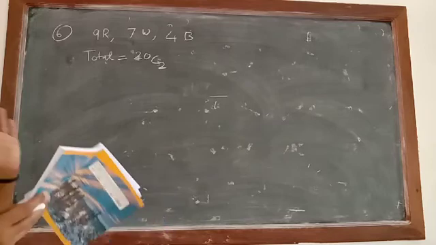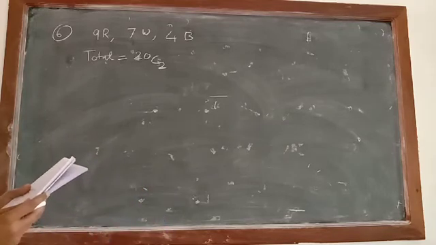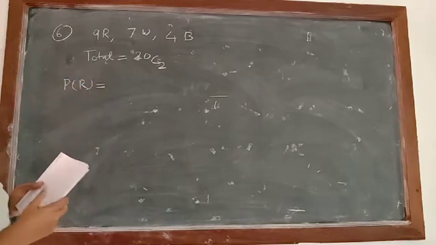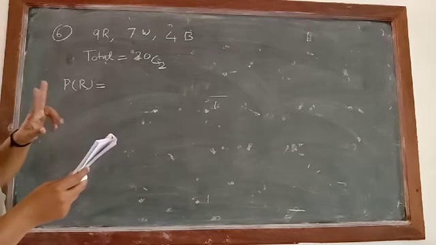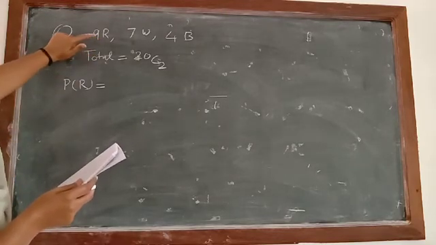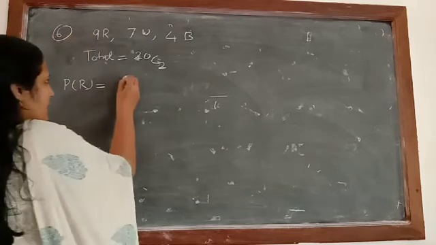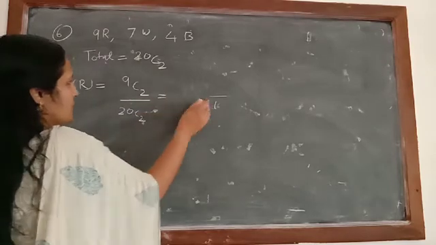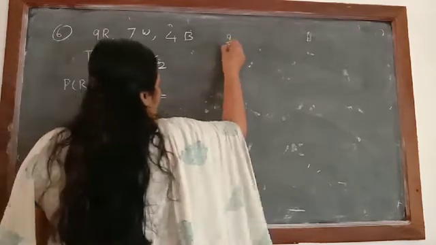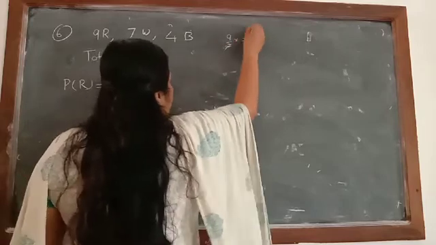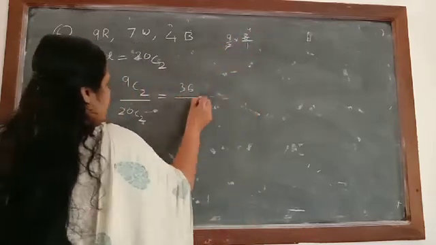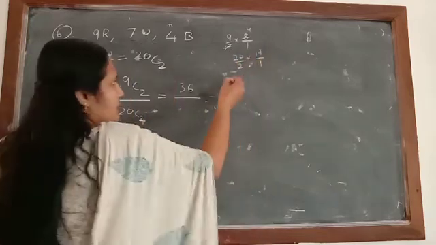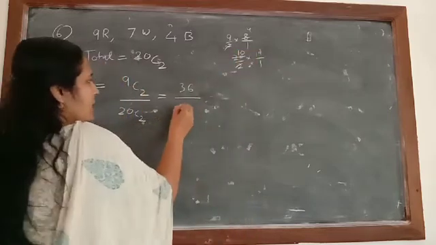Now we have to check the probability of that one. The first condition says both should be red. So both red means I have to select both balls from the red balls only. And how many red balls are there? 9. So from 9 I have to select 2. So 9C2 by 20C2. 9C2 you can rewrite as 9 by 2 into 8 by 1. This will get cancelled. Then we will get 36. And 20C2 can be written as 20 by 2 into 19 by 1. Here it will get cancelled. We will get 190.